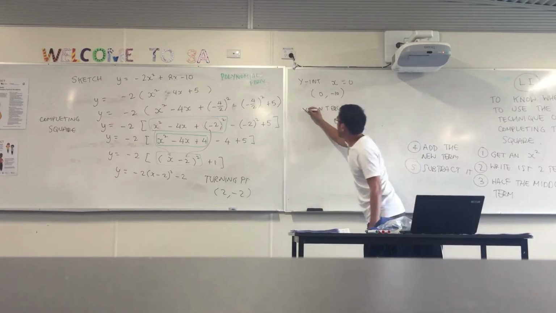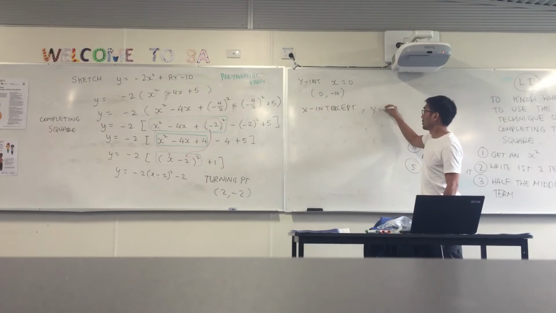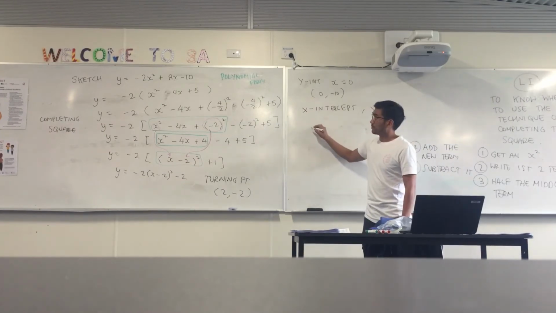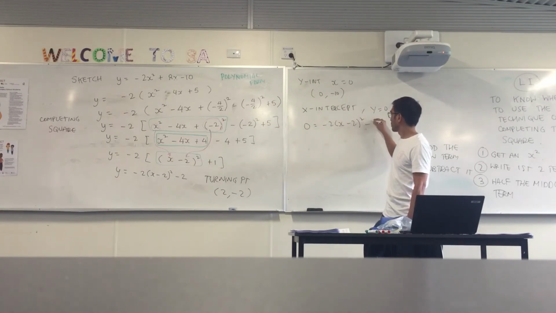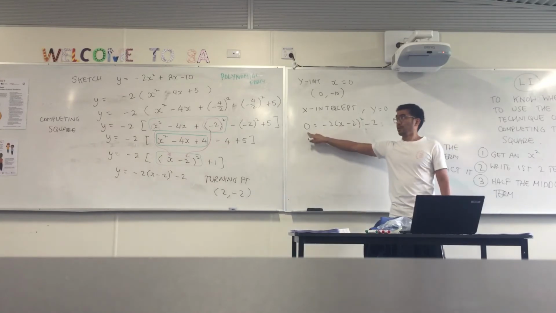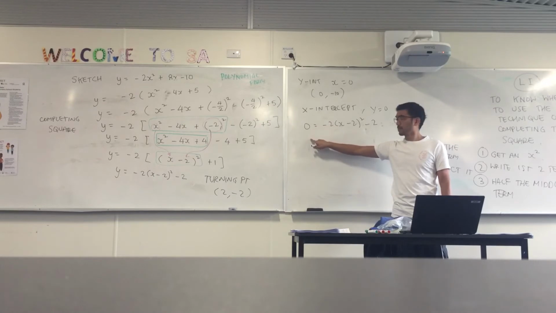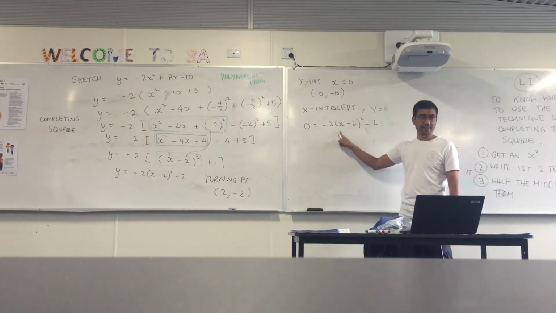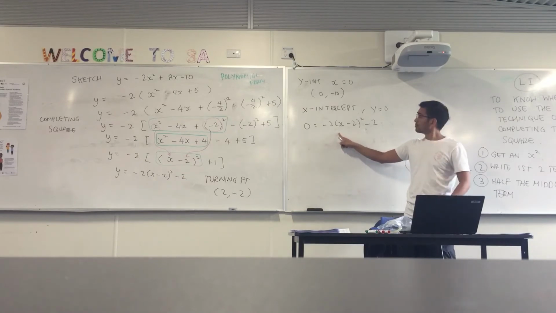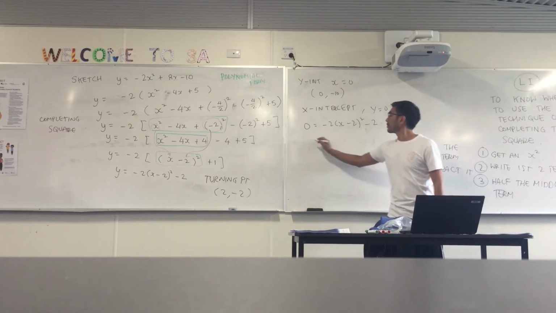Okay, x-intercept, y equals 0. So with a 0 here, let's do some backtracking. Maha, help me out. Backtracking, let's get x by itself. You put 2 on the other side.